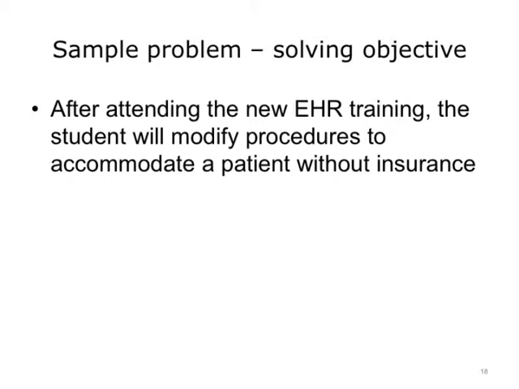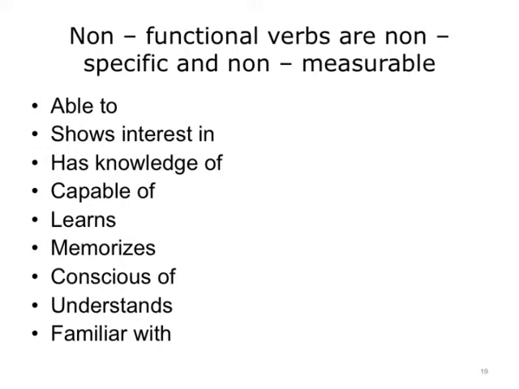Let's consider this example of a task analysis. The objective here is for the learner to be able to accurately register a new patient in the electronic health record. Often trainers use vague, non-specific, non-measurable verbs to describe behaviors. These should be avoided. These are the most common offenders. Able to, shows interest in, has knowledge of, capable of, learns, memorizes, conscious of, understands, familiar with. Avoid these verbs at all costs.